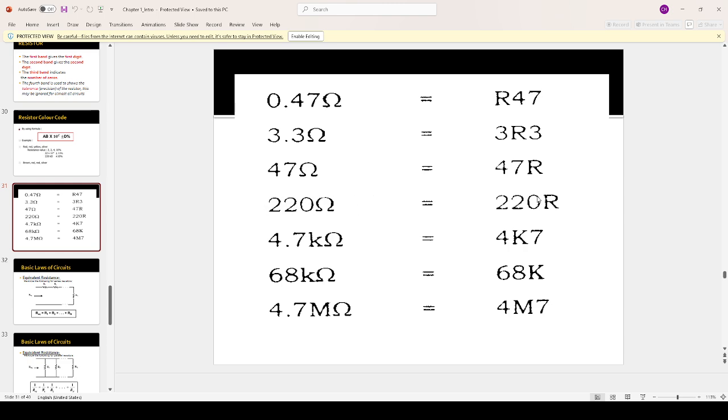220 ohms, 220R. 4.7 kilo ohms, we'll write it as 4K7. Okay, this only applies when there is a prefix over here, kilo, mega, or micro. So the decimal number, instead of R, we will write K instead. 68K, we'll write it as 68K. 4.7 mega, we'll write it as 4M7. Okay.